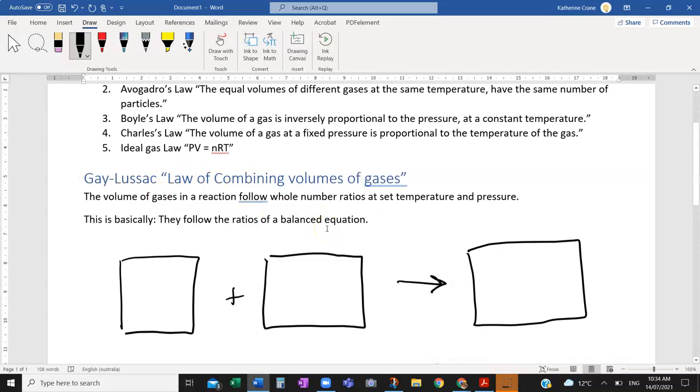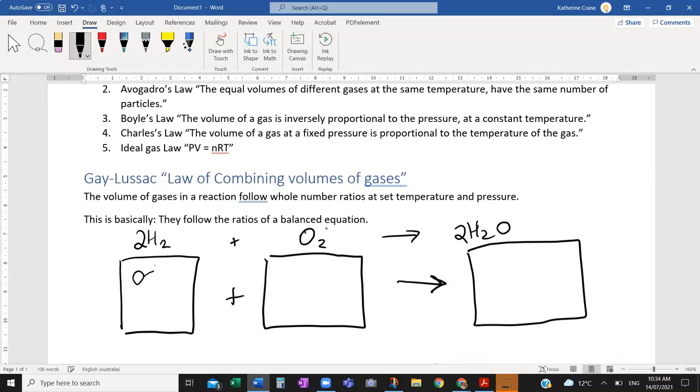The reason this is important is because this was found out before we knew about particles and balancing equations. So this came before that, and now we know they follow the ratios of a balanced equation. For example, let's make water: H2 plus O2 makes H2O. Okay, that's not balanced. If we balance it, we realize for 2 oxygens here, I need 2 oxygens on the product side, and then I need 2 molecules of H2 here.